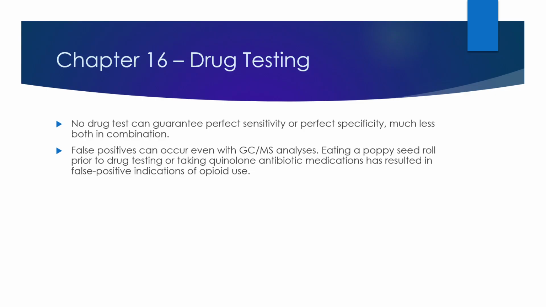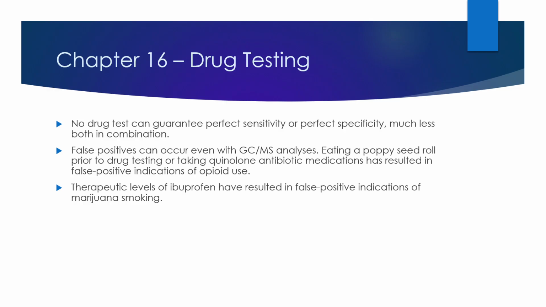False positives can occur even with the GCMS analyses. For example, eating a poppy seed roll prior to drug testing or taking quinolone antibiotic medications has resulted in false positive indications of opioid use. So the chemical structure is sort of similar enough. These tests can test positive falsely, incorrectly, if you have consumed certain things, like poppy seeds would be an example of that when it comes to testing for opioid use.